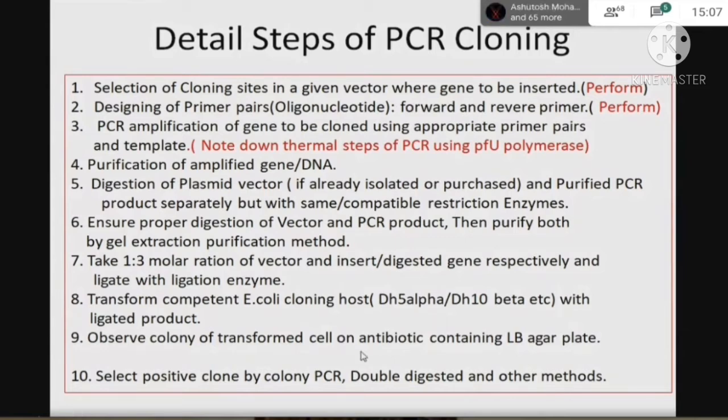From the colonies, you have to select, either through colony PCR or through double digestion. You have to select the positive clone. Fine.